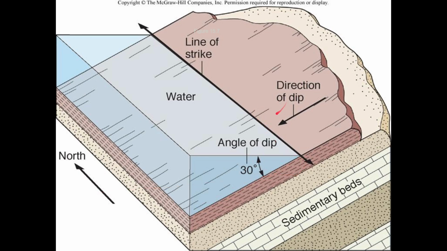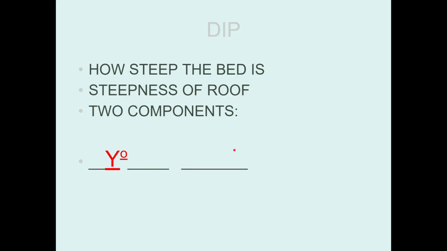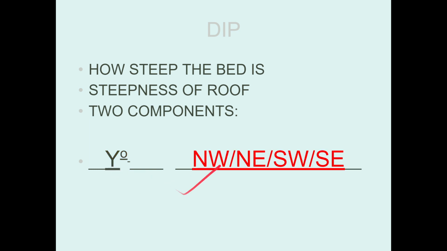Dip is always taken perpendicular to the line of strike. You want to try to find the maximum dip of a bed. So honestly, we don't worry too much about the direction of the dip. We say east, west, north, south, because the strike really tells us the orientation of that bed, and then the dip is just the maximum angle that it's dipping. And there's two components. There's the degree and then the direction. Is it northwest, northeast, south, east, west, north, whichever.